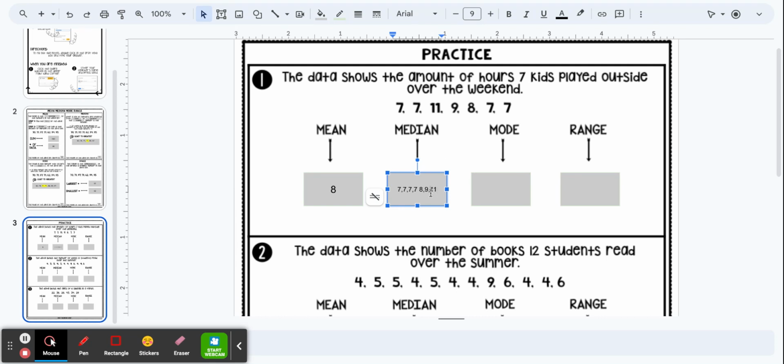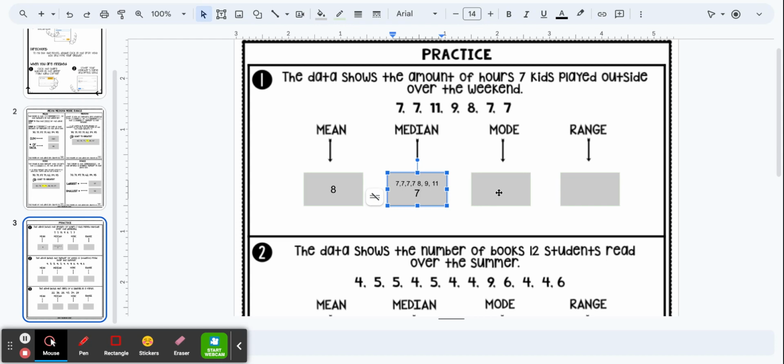Okay, so for the median, we need to work our way in. So 7 and 11 are together, 9 and 7, 7 and 8. So 7 is our middle number right here. And there's only one middle number, so we just have one median. So we can just put that our median is 7.